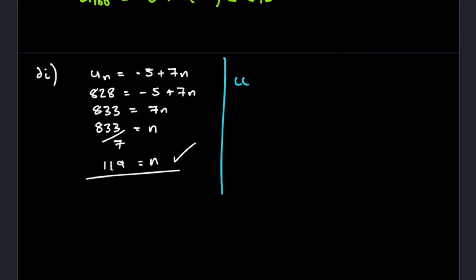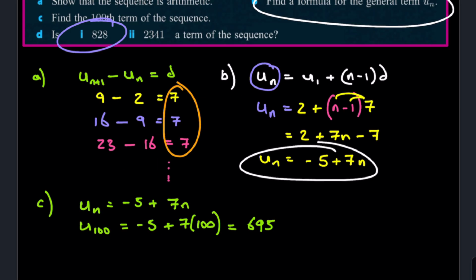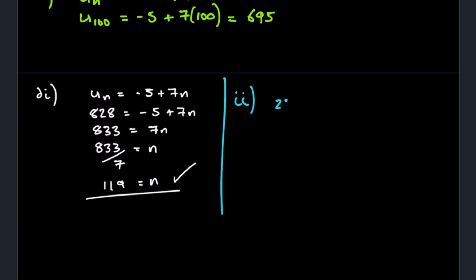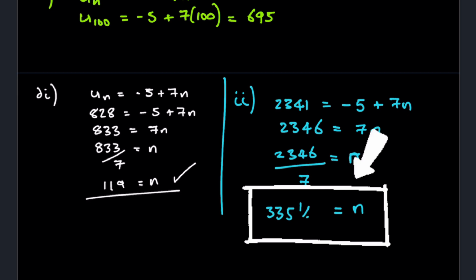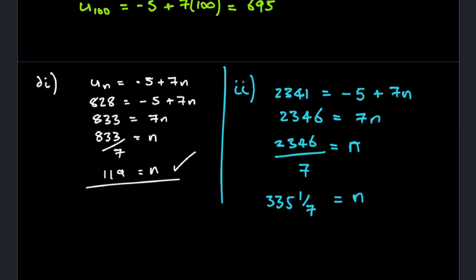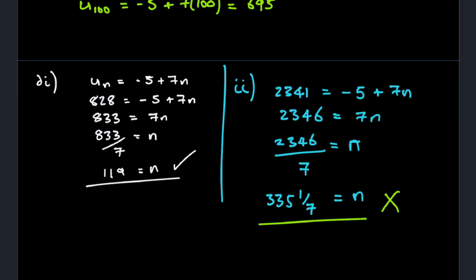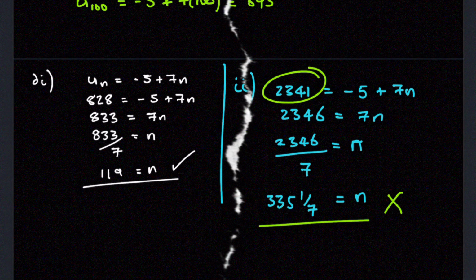So let's look at part 2 now. They ask us if 2,341 is in the sequence. So 2,341, again, equate that to our general term. Comes out to be, using a calculator again, a fraction. So it's actually 335 and 1/7. Right, so that's not good. So no, that is not in the sequence because n must be an integer because n is a term number. So therefore, we've established that that number is not in the sequence.